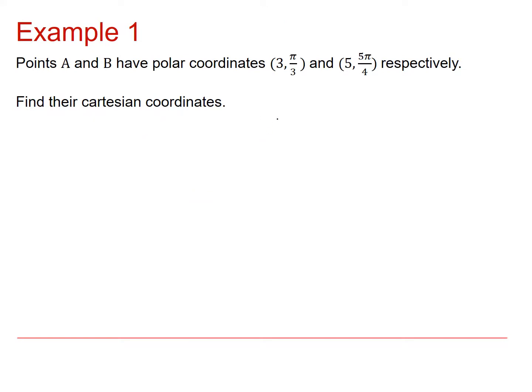Here's 2 points defined in terms of polar coordinates. For the first one, we've got (3, pi by 3), so drawing a quick diagram, this length is 3 and this angle here is pi by 3. We know that x is equal to 3 cos pi by 3 and y is equal to 3 sine pi by 3.